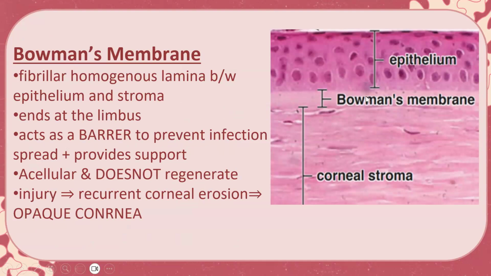So if we have injury to the Bowman's membrane, it could lead to corneal opacity. The reason behind that is recurrent corneal erosion. A corneal erosion, like if a lash came into the cornea, nothing will happen, the epithelium will regenerate. But if you have constant recurrent cases of it, it will affect the layers beneath, and you get corneal opacity.